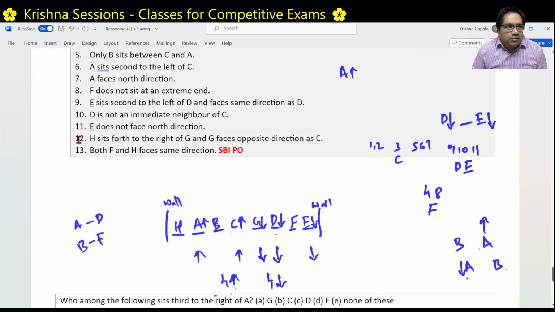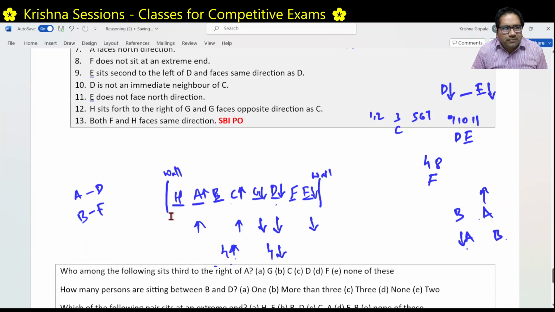Now with the 12th, we have derived where H is and where G is, and both F and H face the same direction. F and H in the same direction because now if you see, there are three downs. If F and H are again downs, there will be five downs, five south directions, which is clearly not possible. Right. So because the total south should be 4 and total north should be 4. So that means F and H have to be facing north, facing upwards. What that means, B has to naturally face downwards. Right. So we have solved this entire problem.